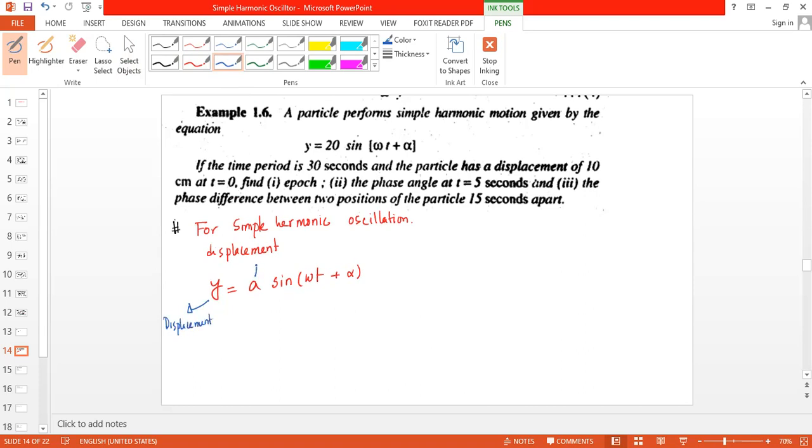A is called amplitude. Omega is called angular frequency. And this alpha is called epoch, and the term omega t plus alpha is called phase angle.